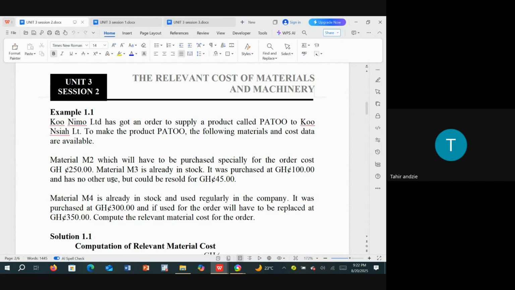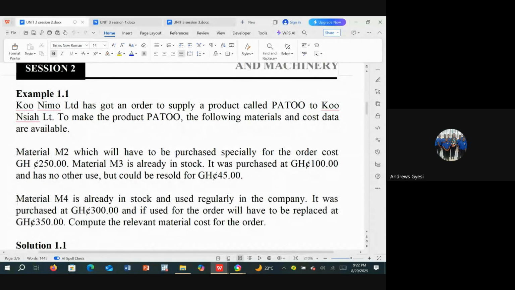Hello, are you there? We are here. Yes. So what is the relevant cost of material M2? You can see. Let me widen it. You can read.